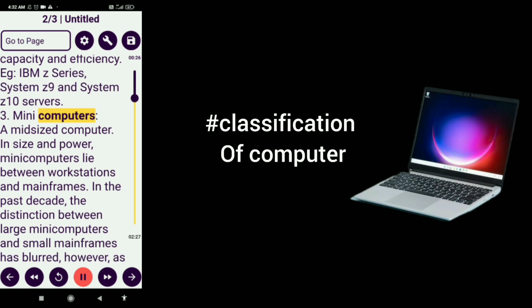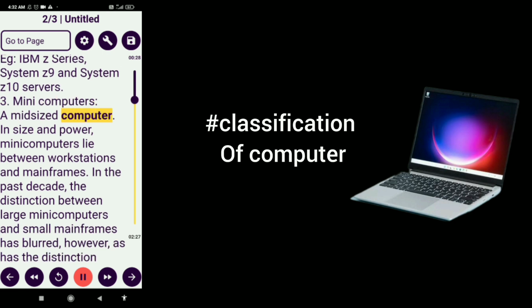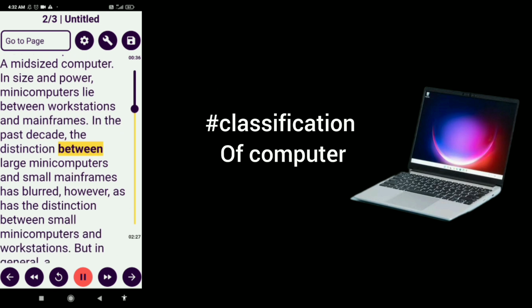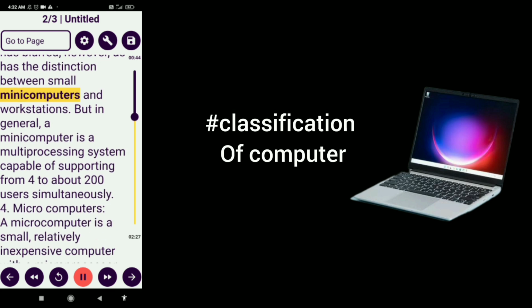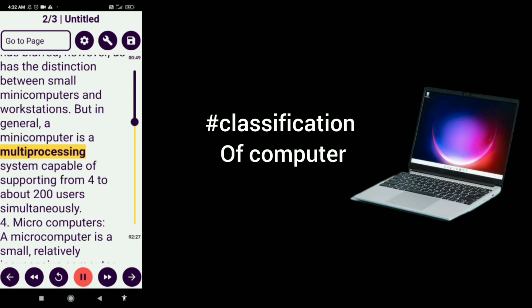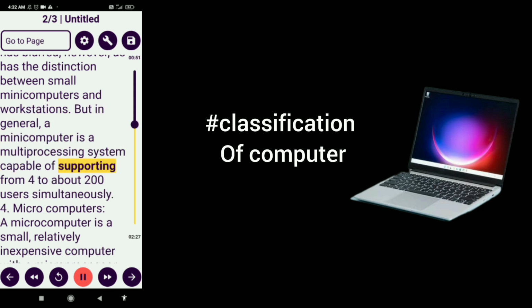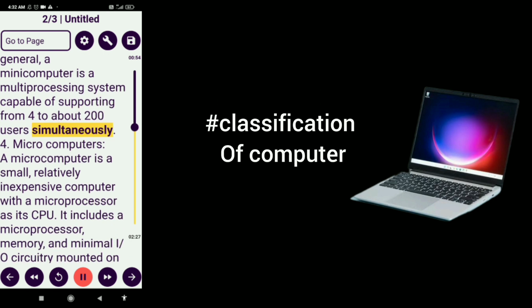3. Mini-computers. A mid-sized computer. In size and power, mini-computers lie between workstations and mainframes. In the past decade, the distinction between large mini-computers and small mainframes has blurred, as has the distinction between small mini-computers and workstations. But in general, a mini-computer is a multi-processing system capable of supporting from 4 to about 200 users simultaneously.